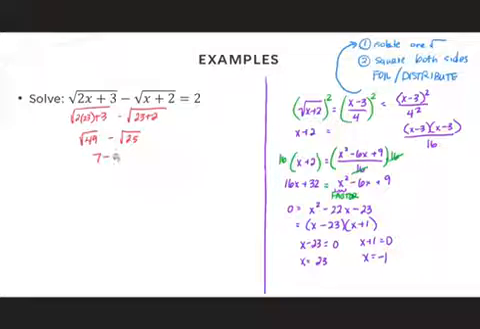So this is 7 minus 5, which equals 2. So 23 works.